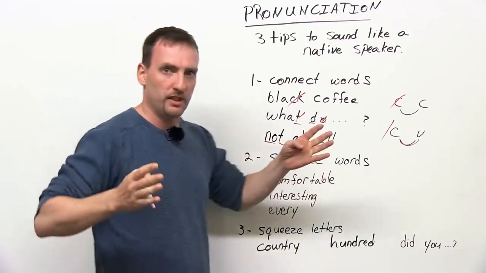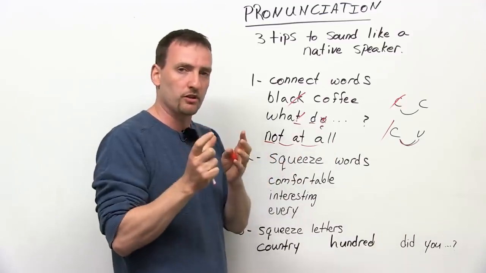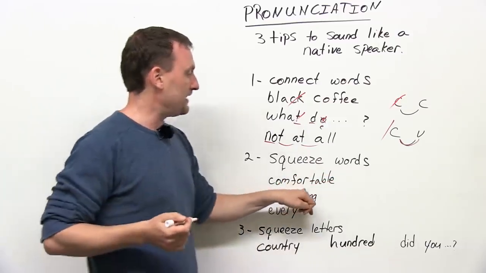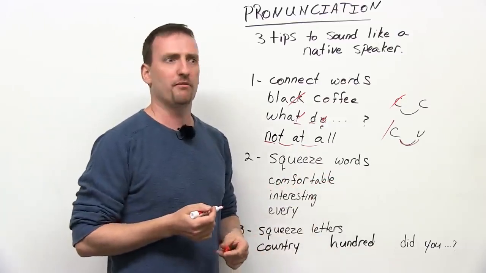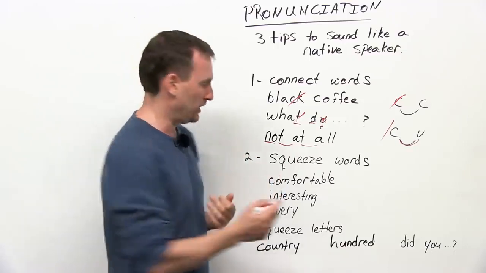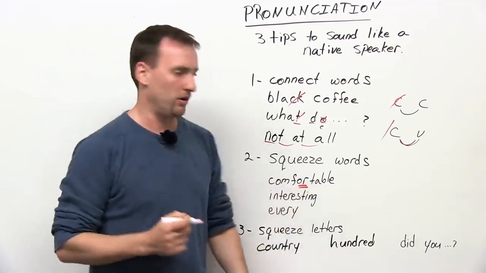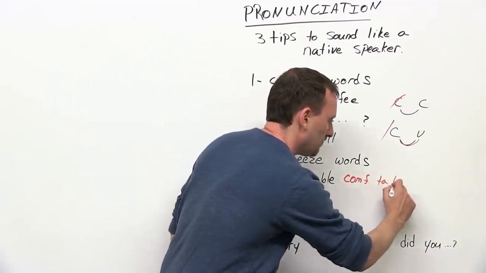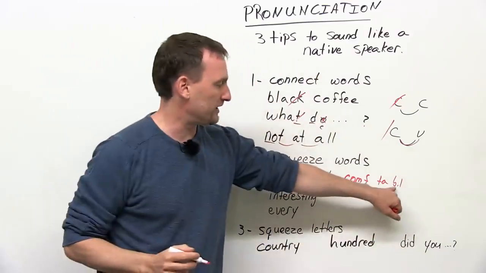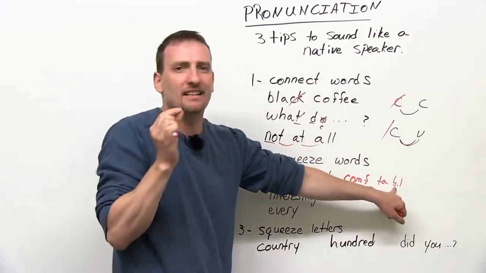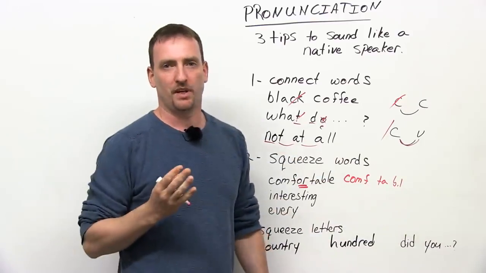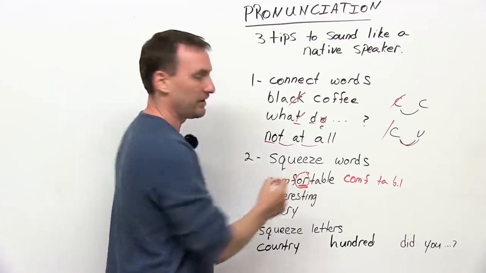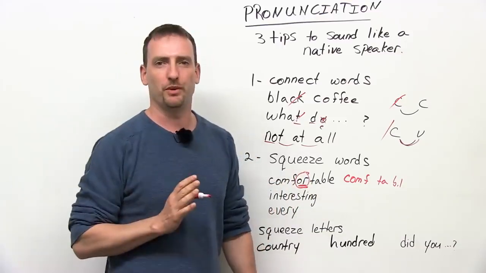Another thing we do is we squeeze some words, okay? Certain words, we don't say all the syllables. We don't even say all the letters. I've heard many students say, comfortable. But native speakers, we don't say this part. We don't say the or. We say comf, ta, bull. And notice the last sound is like a small, tiny little I in there. Comfortable. We don't pronounce the or. Comfortable. No, don't do that.